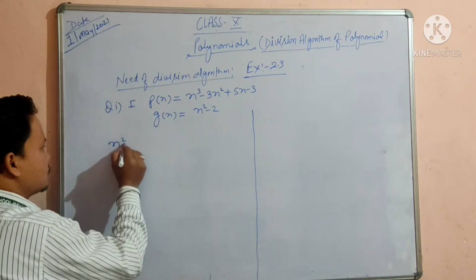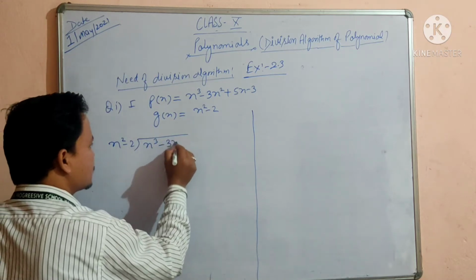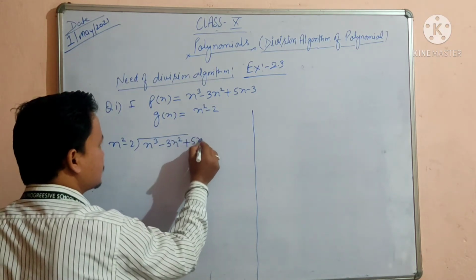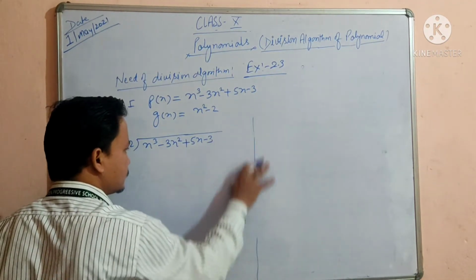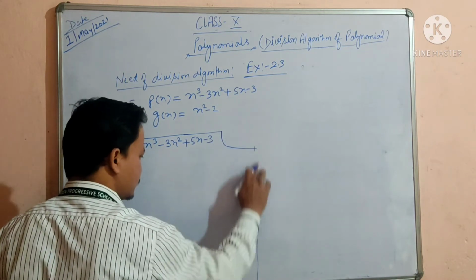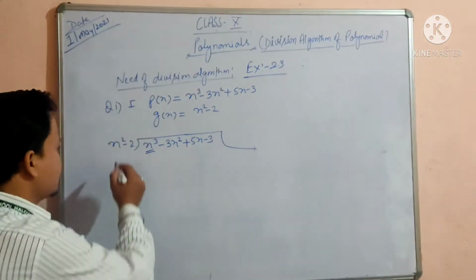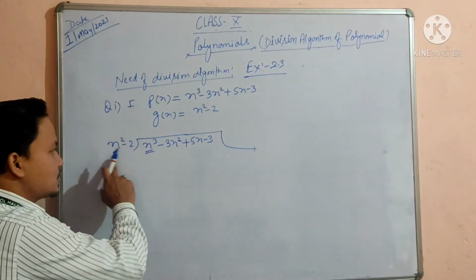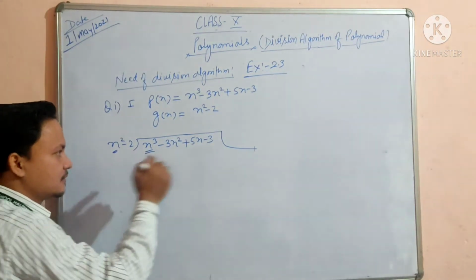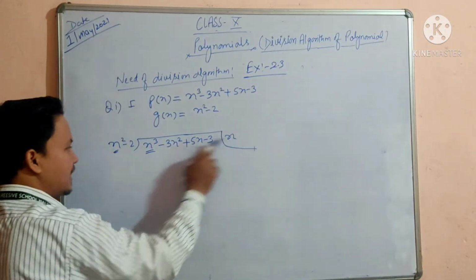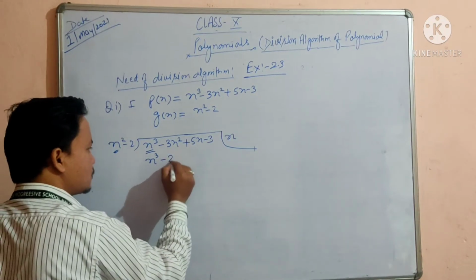So x square minus 2, here x cube minus 3x square plus 5x minus 3. Okay, now start dividing. So here see the first term is x cube and here the first term is x square. So to convert x square into x cube, we have to multiply by an x. So we'll multiply with x. So x into x square is x cube, minus 2 into x, that is minus 2x.